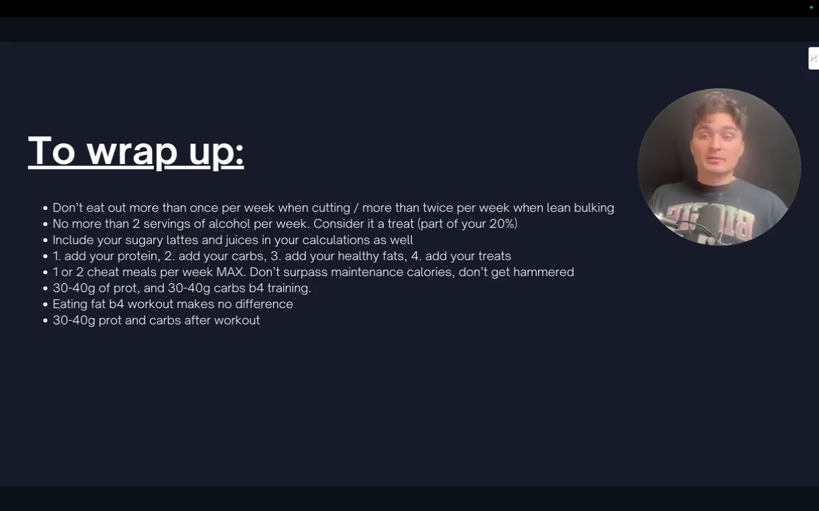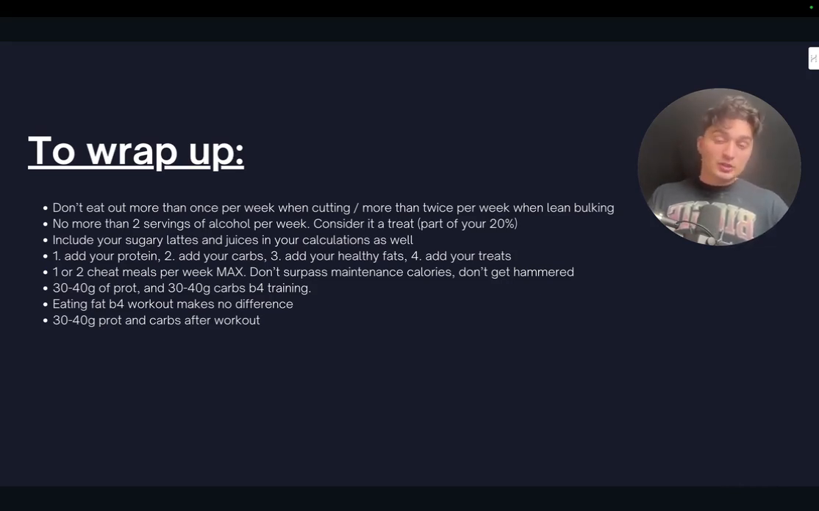When creating your meal plan, make sure to add your protein first, then your carbs, then your fats, and then your treats in that order. 1 or 2 cheat meals per week max. Don't surpass your maintenance calories on the day in which you eat your cheat meals, and don't get hammered if you are going to drink for your cheat meals, because then you've probably just drank 1,000 calories of alcohol.